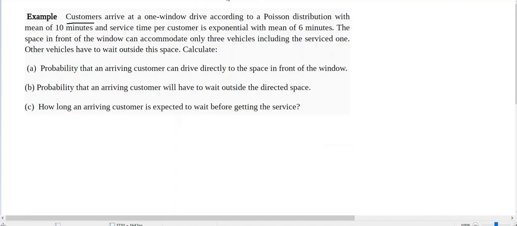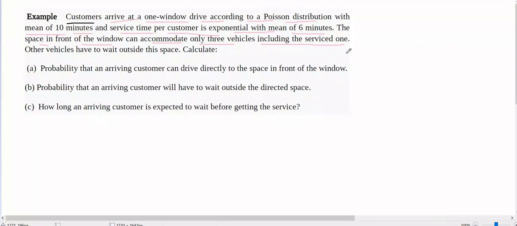Here the customers arrive at a particular window to drive through according to a Poisson distribution with a mean of 10 minutes, and the service time per customer is exponential with a mean of 6 minutes. Whatever the arrival distribution is, the service required is 6 minutes. The space in front of the window can accommodate only 3 vehicles, including the one being serviced.